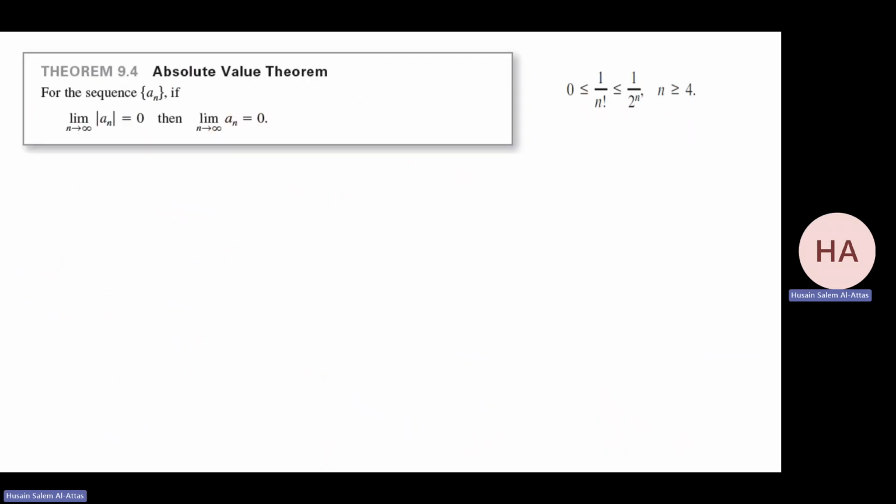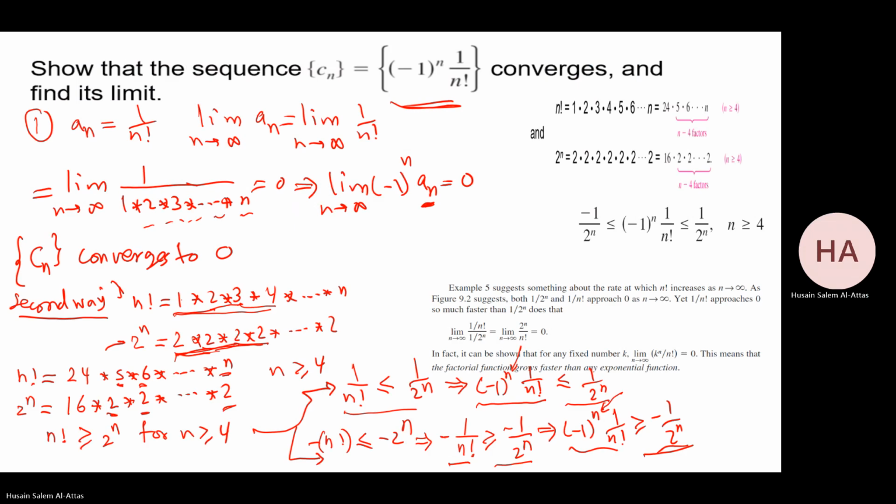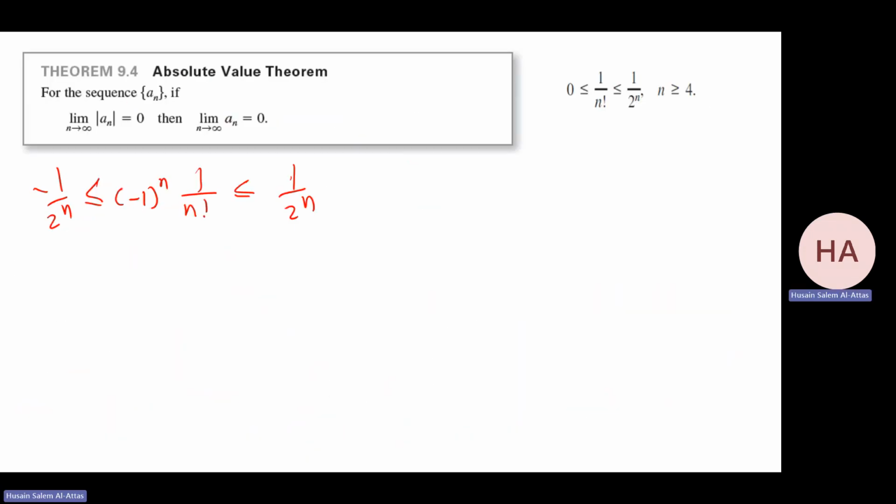Let me write in the second page. So I have minus 1 to the power n times 1 over n factorial. It will be less than or equal to 1 over 2 to the power n, and greater than or equal to minus 1 over 2 to the power n. Okay. So now I squeeze, this is for n greater than or equal to 4. Actually, I need as n goes to infinity. I'm discussing as n goes to infinity. So for sure, n greater than or equal to 4 is a good one.